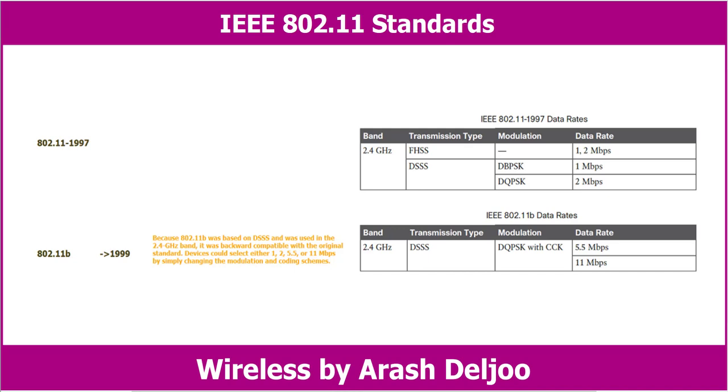This table lists the new data rates introduced in 802.11b. As you can see, it works only on the 2.4 gigahertz band. Transmission type is DSSS, and about the modulation, we have DQPSK with CCK, and data rate can be 5.5 and 11, but don't forget it is backward compatible with the original standard. Because of that, it supports 1, 2, and then 5.5 and also 11 megabit per second.